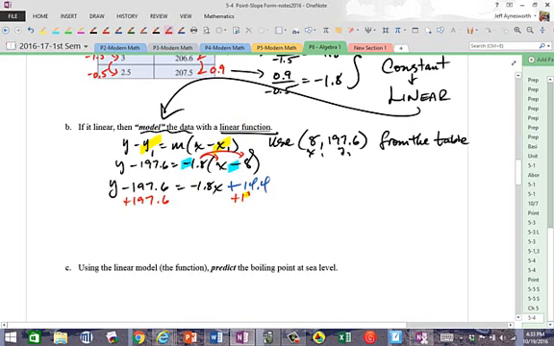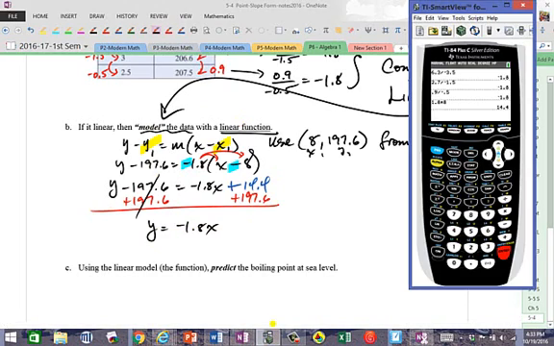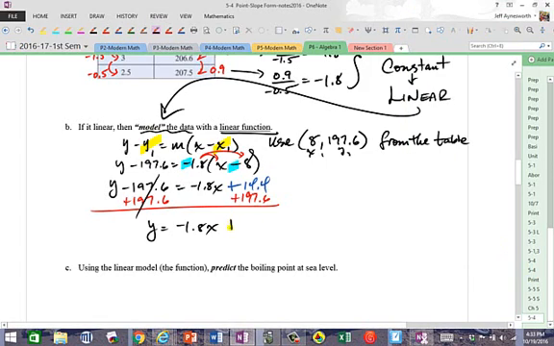Line up like terms. And you get y is equal to negative 1.8x, and then you work this out. If you can't do it in your head, well, you got it on here, right? So you just go plus 197.6. I mean, it's that simple. And you get 212, which is a special number, by the way, as you're going to see.